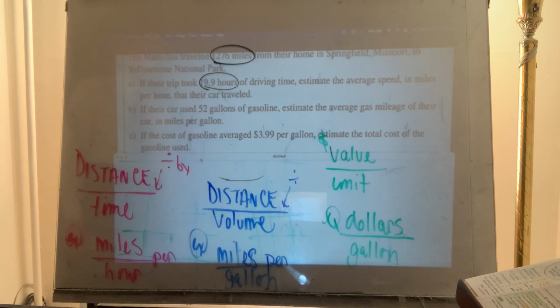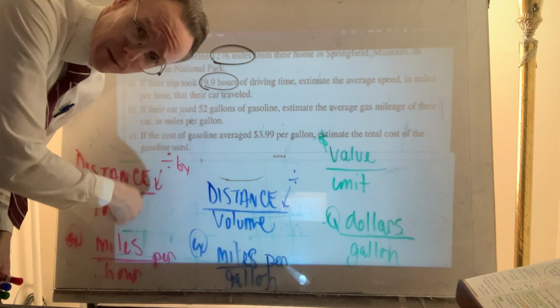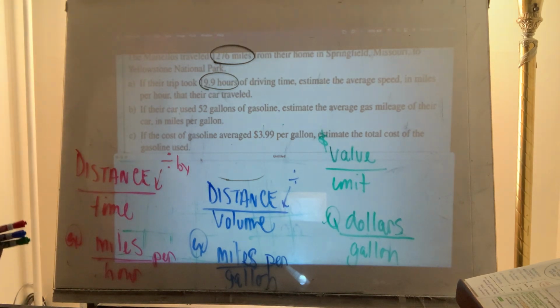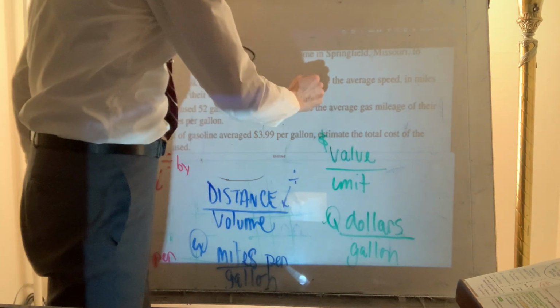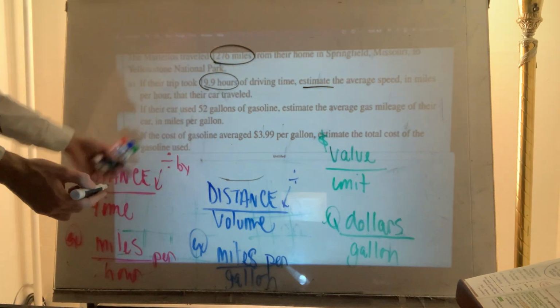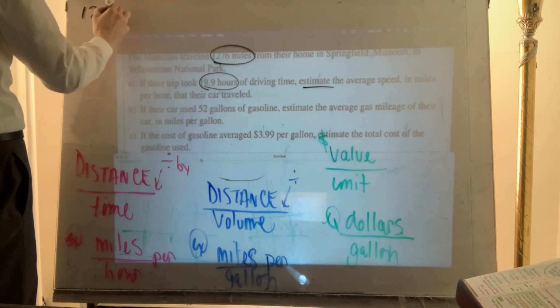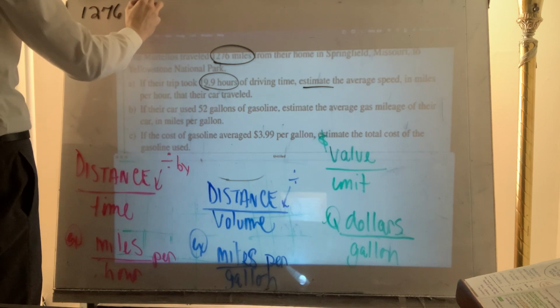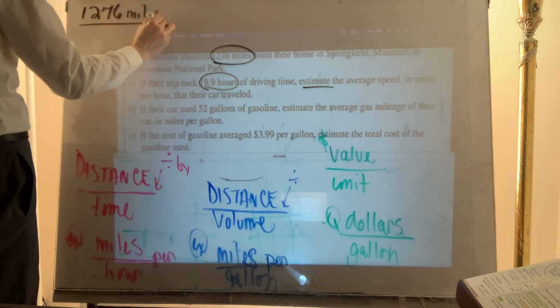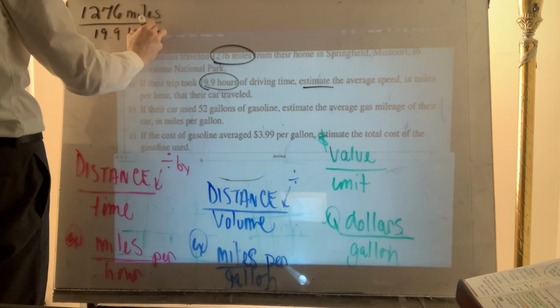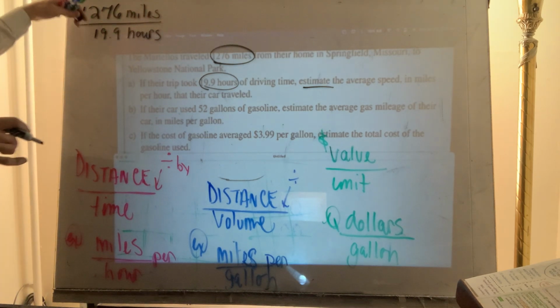Which means that without them explicitly stating, you would need to know that there's a formula involved. You're going to divide miles by hours. But you're going to try to estimate it, so you're going to make these numbers easier on yourself. Rather than doing 1,276 miles exactly divided by 19.9 hours, you're going to make this more convenient.